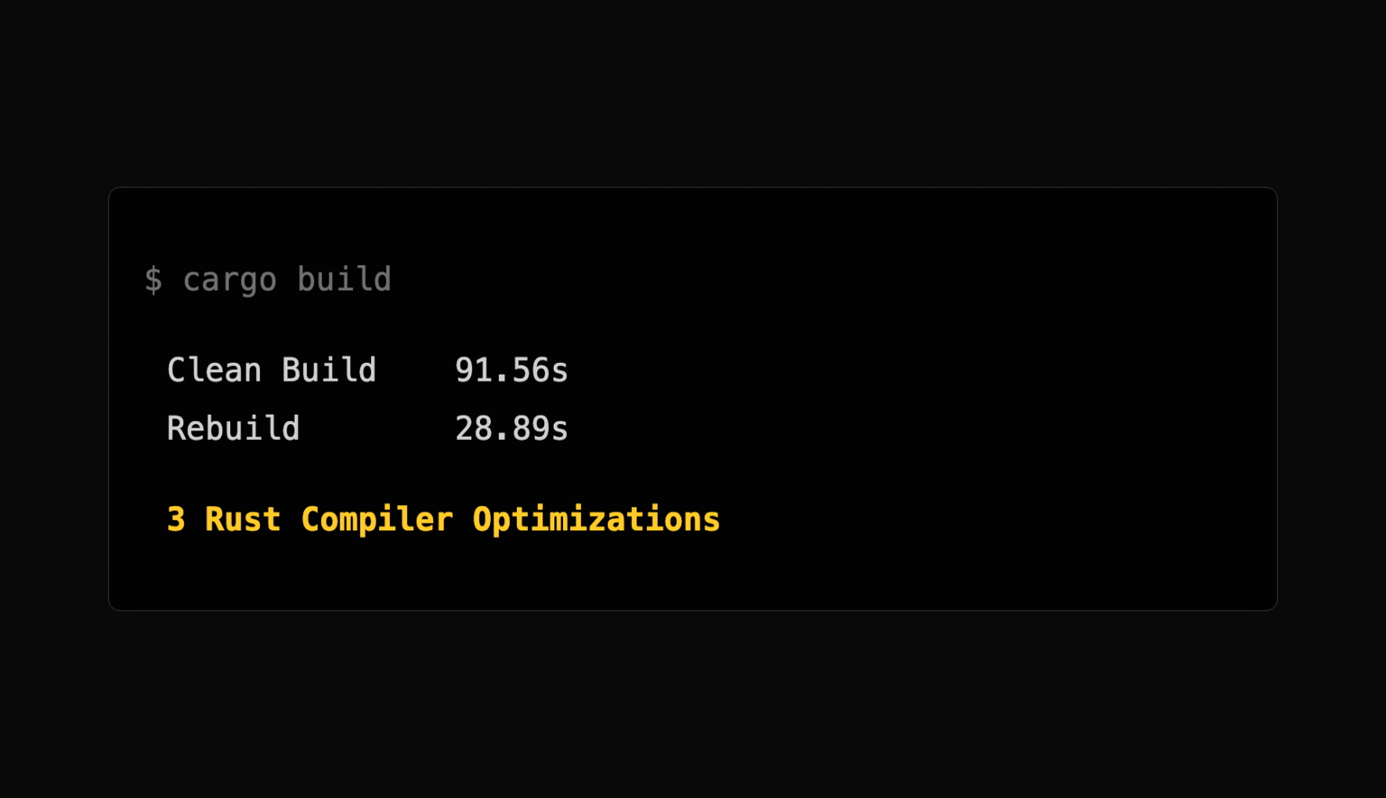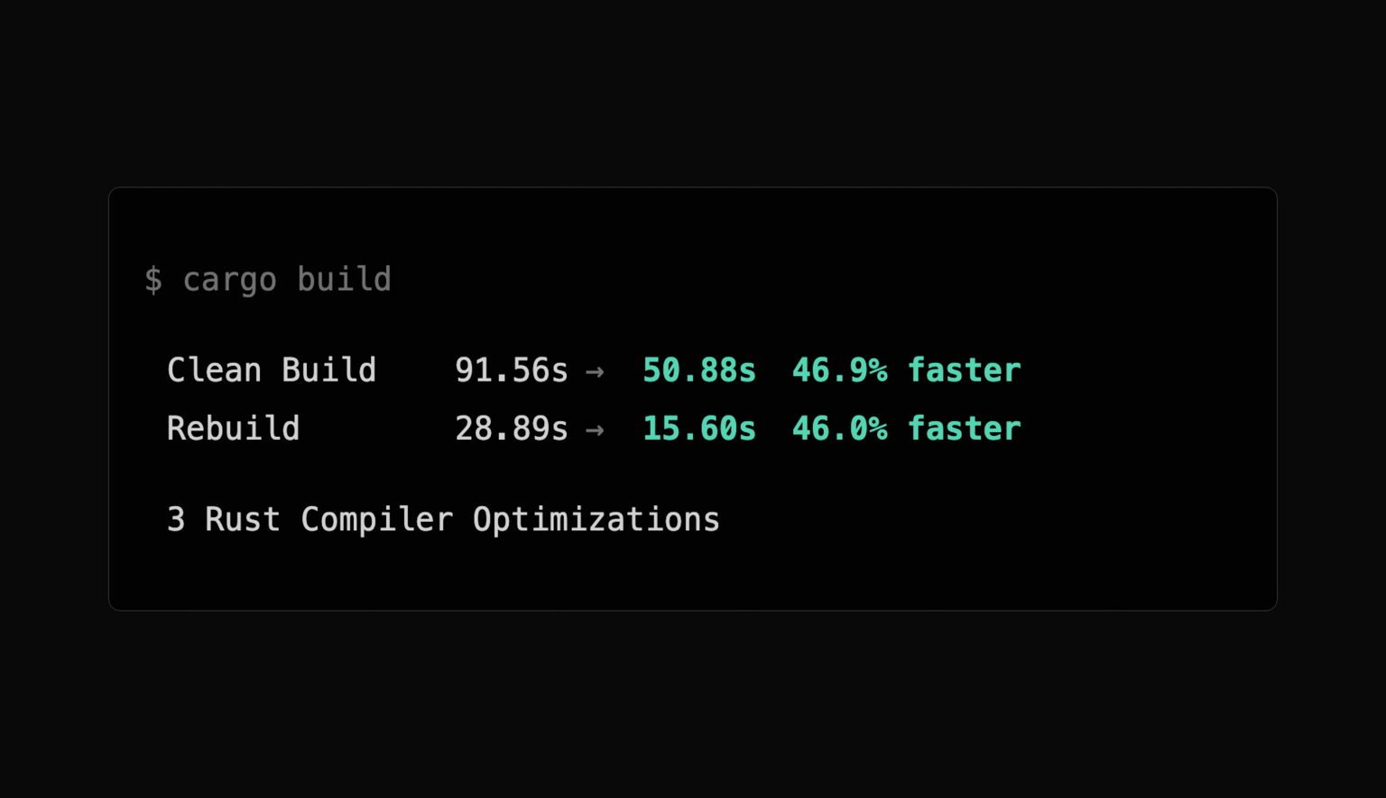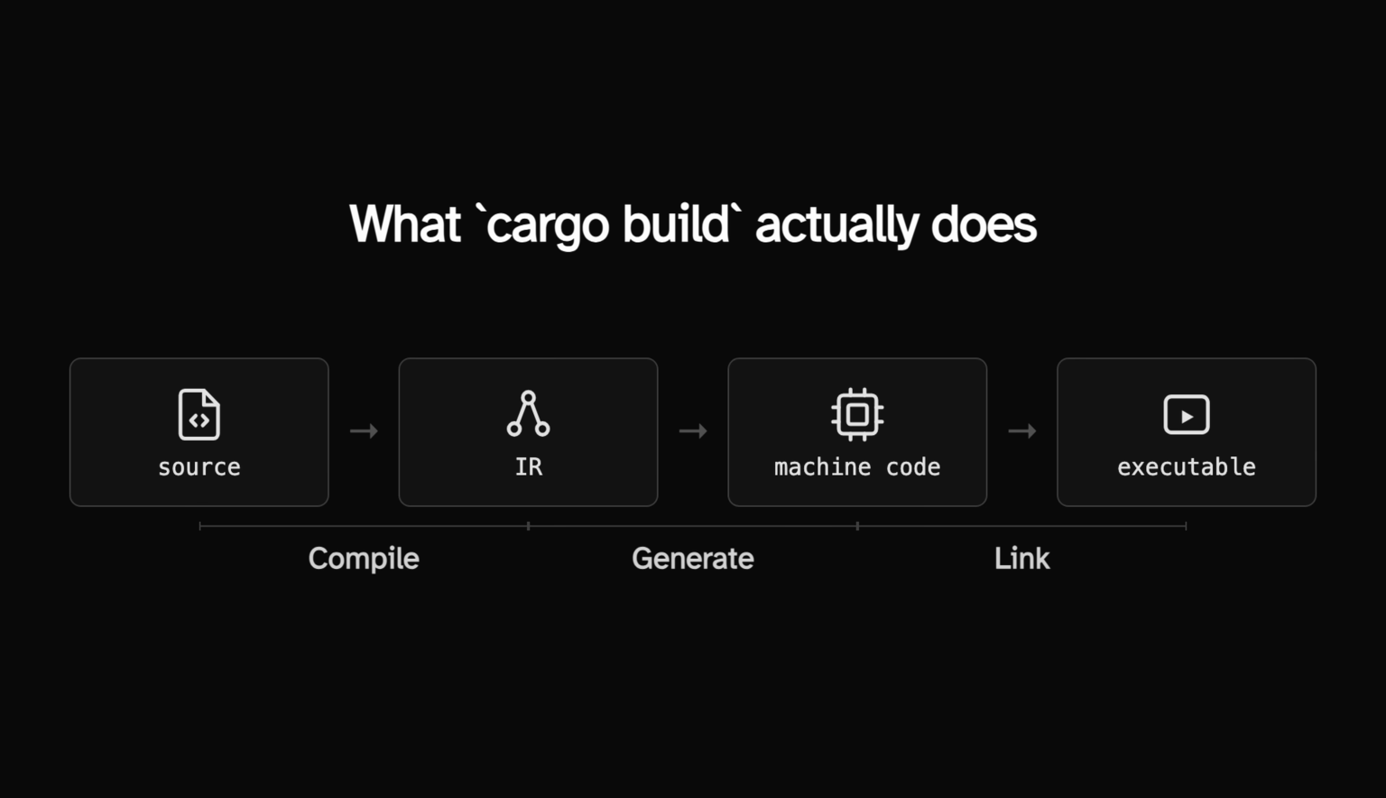Out of frustration, you scour the internet for some hope and find 3 key compiler optimizations. After applying them, the clean build and the rebuild come back almost 50% faster. In this video, we'll walk through these 3 optimizations, including tapping into experimental features that will make your Rust development workflow infinitely smoother. But first we need to understand exactly what cargo build is doing.